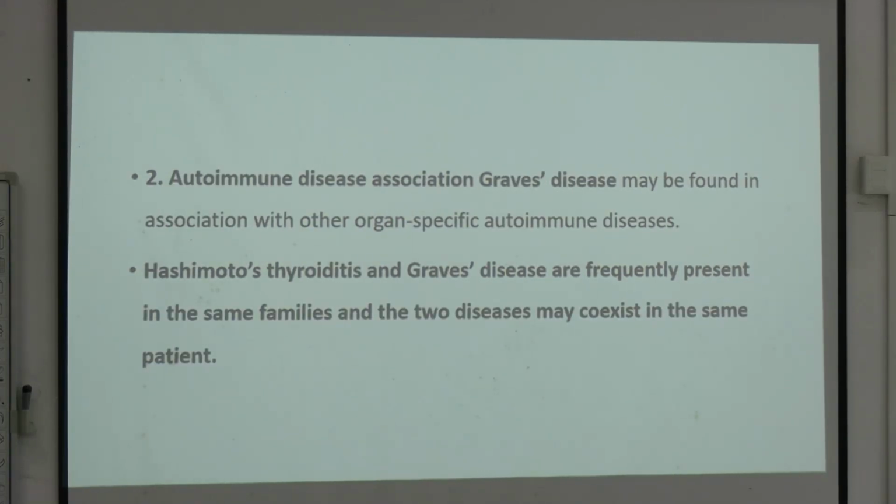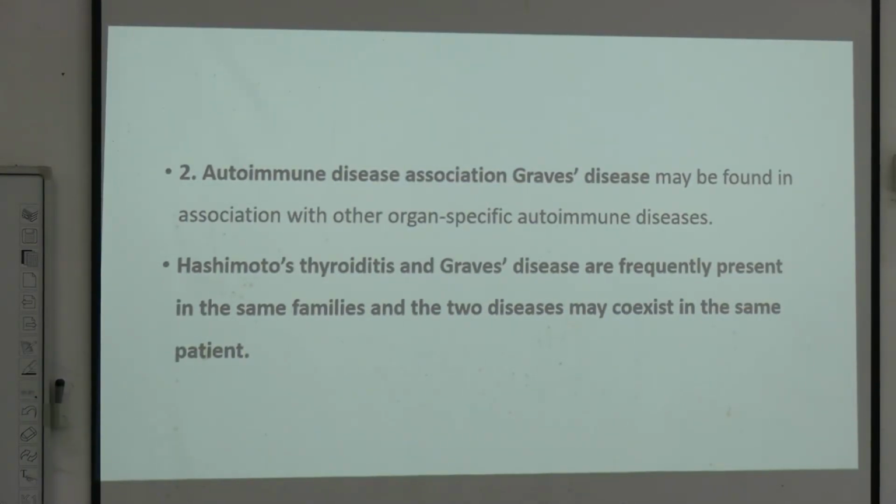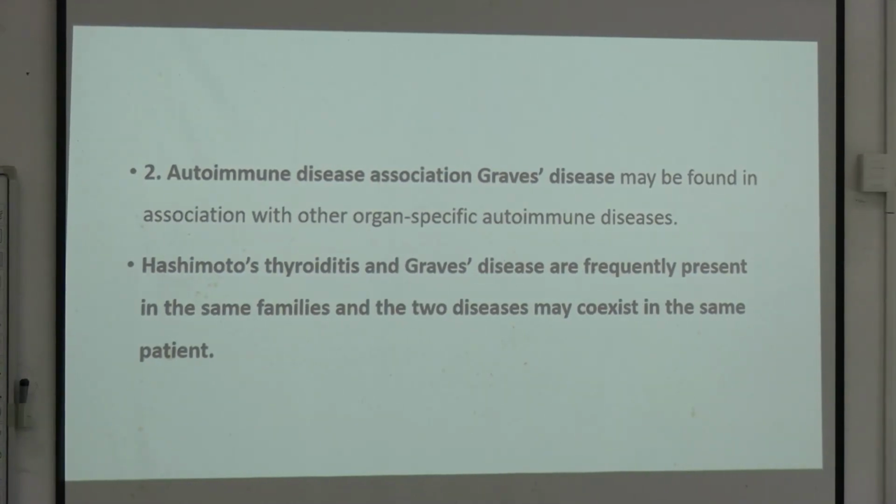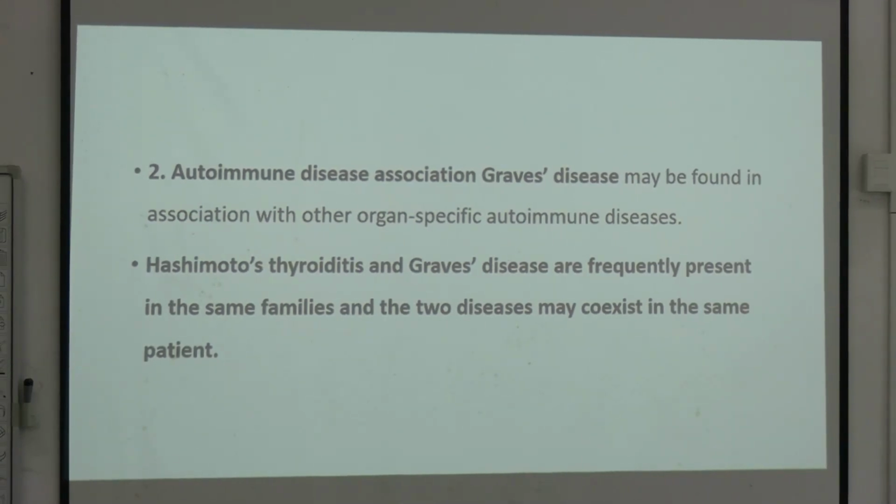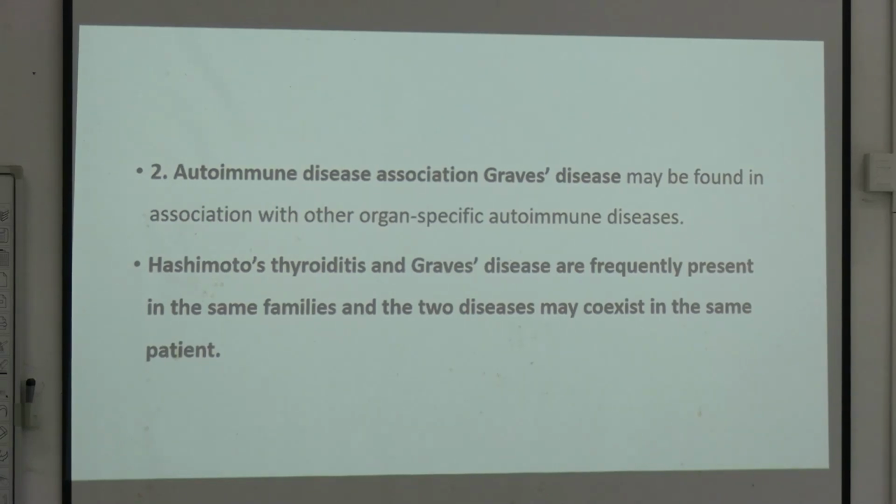Now, autoimmune disease association. Graves' disease may be found in association with other organ-specific autoimmune diseases. Hashimoto thyroiditis and Graves' disease are frequently present in the same families, and the two diseases may coexist in the same patient. So Hashimoto thyroiditis and Graves' disease can frequently occur in one patient.